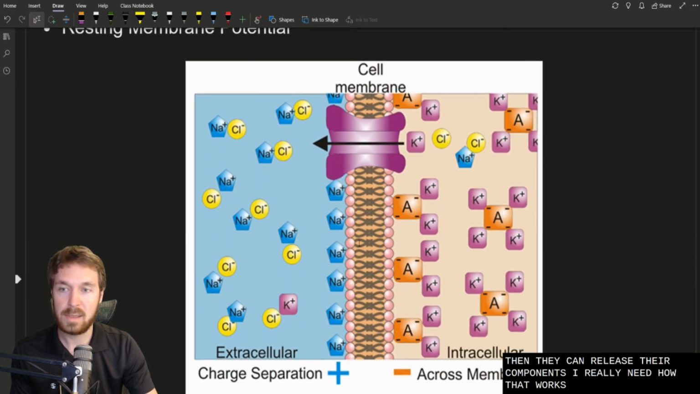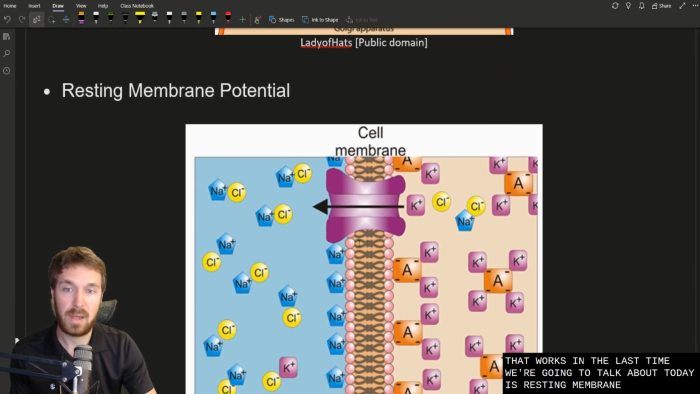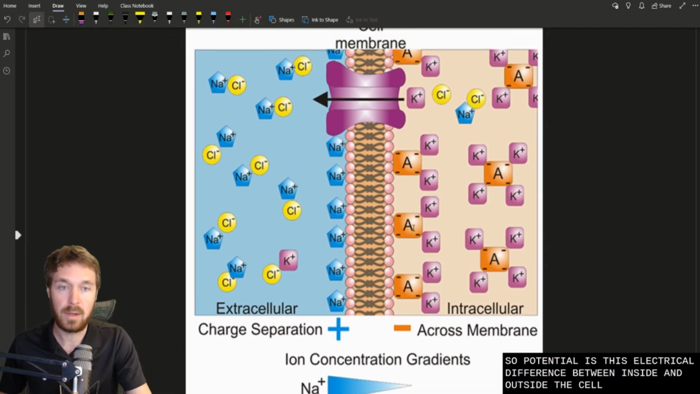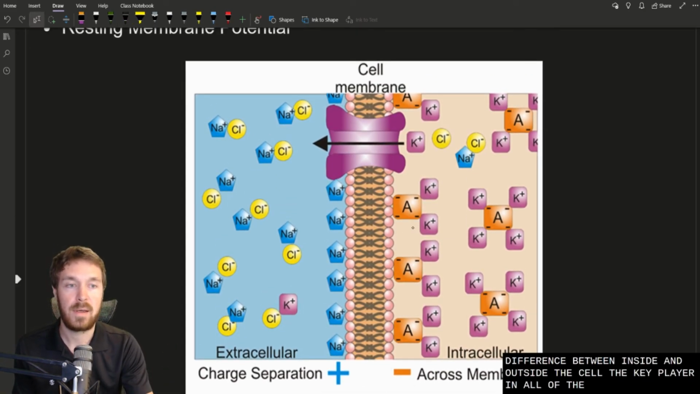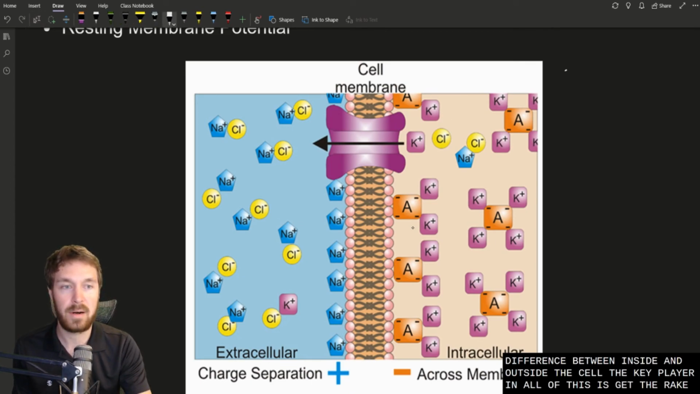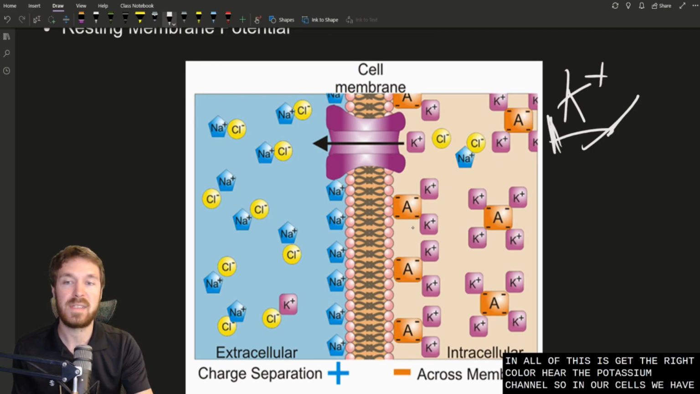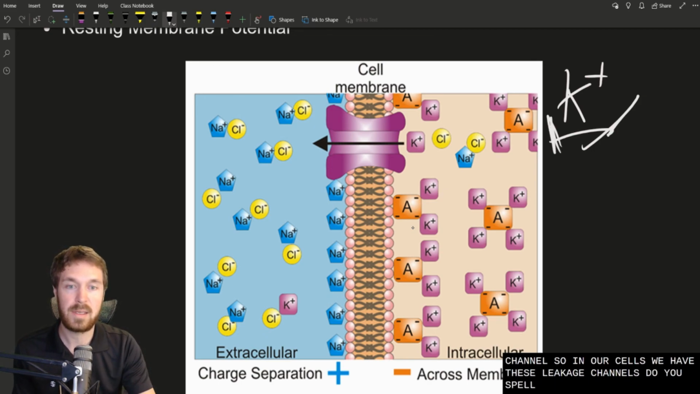All right, and the last thing we're going to talk about today is resting membrane potential. So potential is this electrical difference between inside and outside the cell. The key player in all of this is the potassium channel. In our cells, we have these leakage channels, these potassium leakage channels.